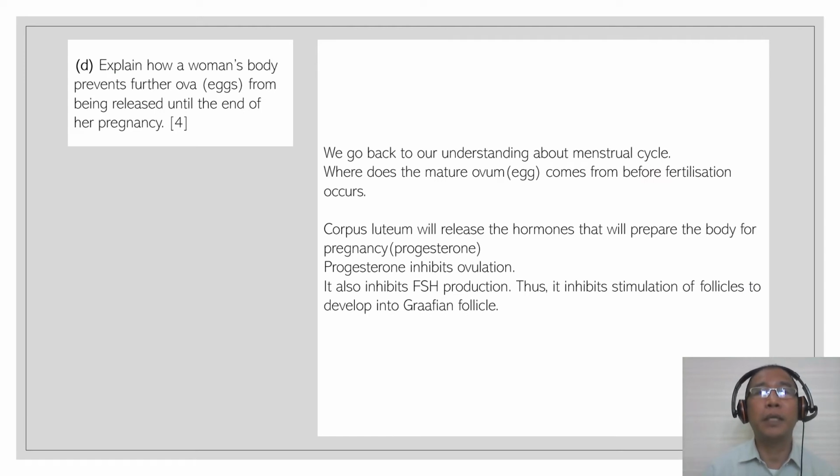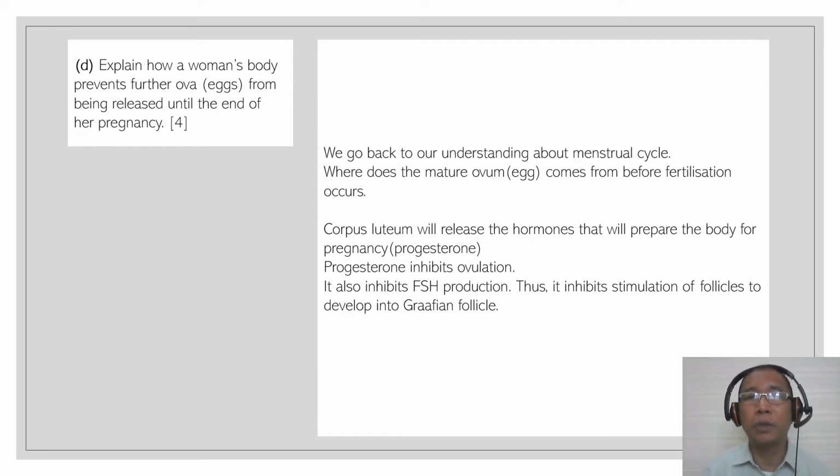1D. Explain how a woman's body prevents further ova or eggs from being released until the end of her pregnancy. So during this time, if one is pregnant, then there must be something or a substance that will prevent an egg from being released. Because if an egg will be released, there will be a constant and continual pregnancy.